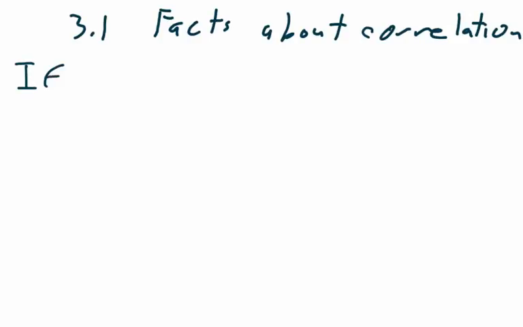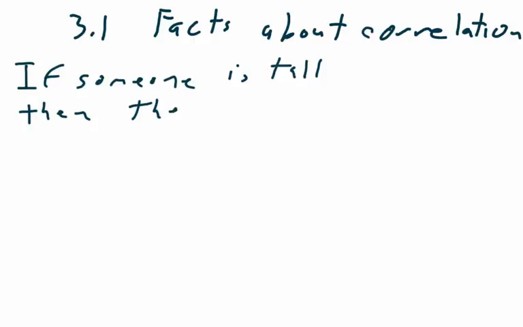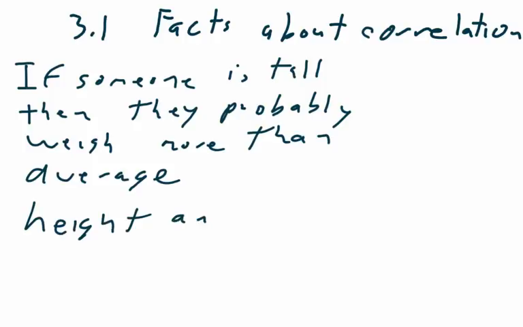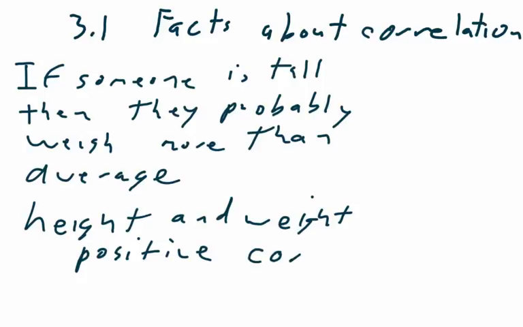Okay, so we know if someone is tall, then they probably, not definitely, but they probably weigh more than average. Which means that height and weight should have a positive correlation.